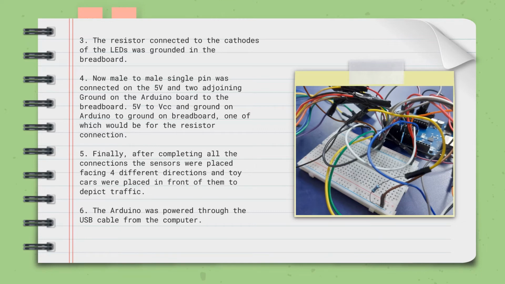Finally, after completing all the connections, the sensors were placed facing 4 different directions, and the toy cars were placed in front of them to simulate traffic. The Arduino was powered through the USB cable from the computer.